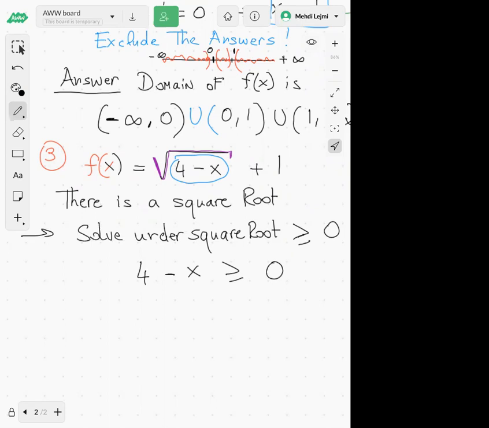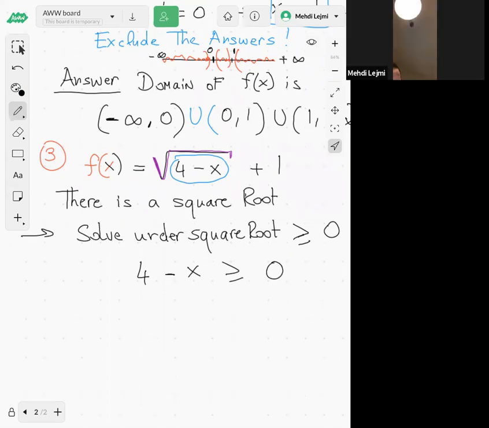Okay, so how to solve such an inequality? We have to solve for x, of course. Again, guys, this is larger or equal, so don't forget this line here. This means it can be equal, and this is larger.